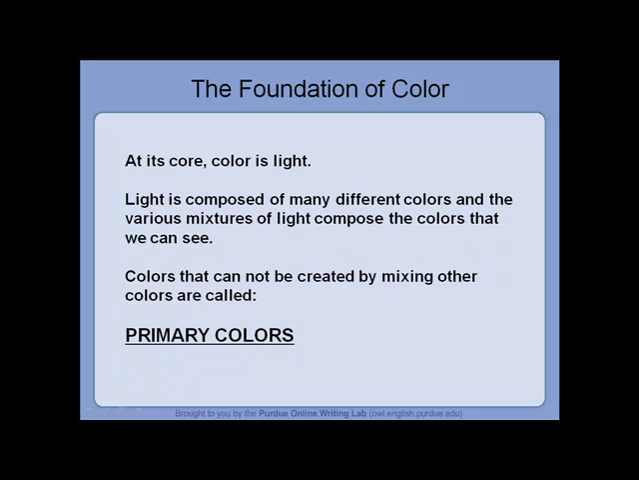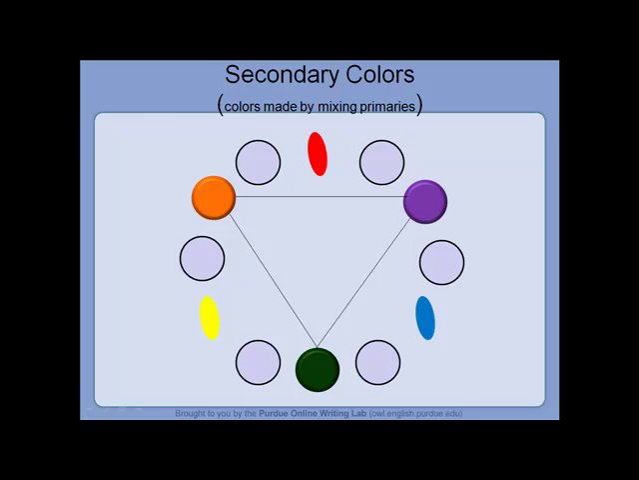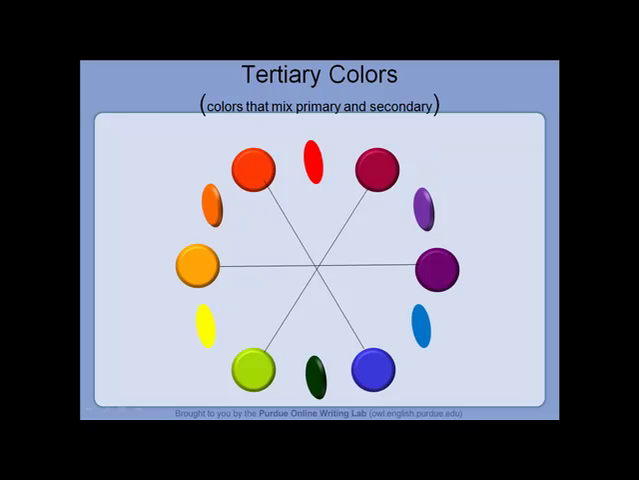So color is light, like I talked about, and by mixing the primary colors, you probably know this from back when you had art in school. Primary colors are red, yellow, and blue. By mixing those together, we get our secondary colors. For example, by mixing red and yellow, we get orange. By mixing red and blue, we get purple. And by mixing blue and yellow, we get green. Then we have tertiary colors that mix primary and secondary colors to come up with a further blend of color.